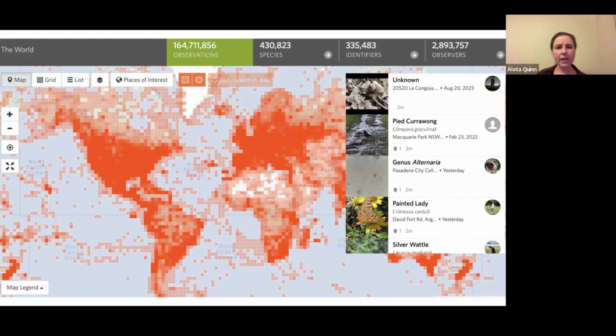But what you end up with is this database that now has over 160 million observations contributed by, sorry, the screen is blocking. There it is, almost 3 million observers and over 300,000 people who are suggesting identifications. So the scale of the data is just remarkable. And this is not the biggest one. eBird has well over 1 billion, at this point probably 2 billion observations. And there's other databases as well.